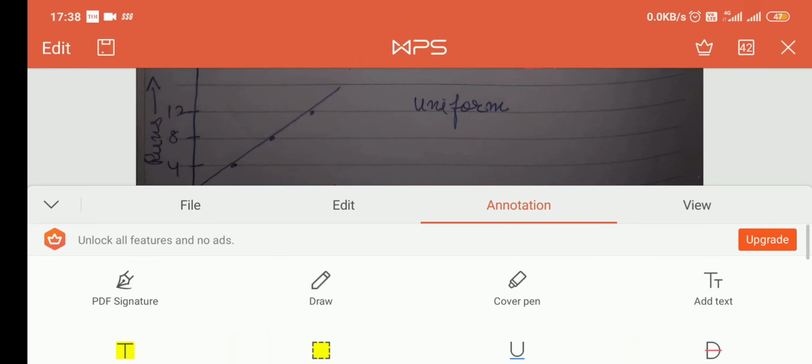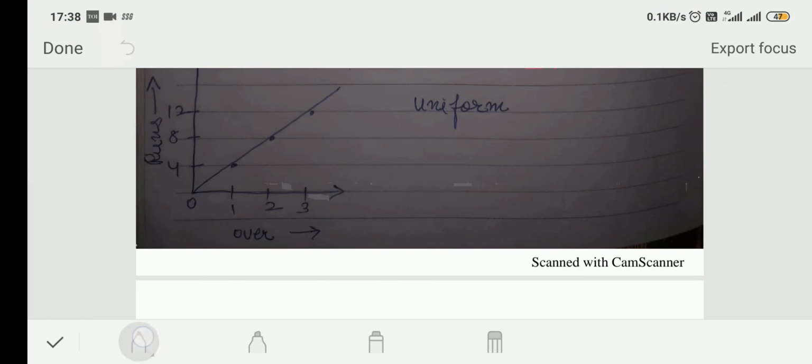For the first over, the point will be here. For the second, it will be here. For the third, it will be here. If I join all these points, then I get a straight line. This type of graph is called uniform.